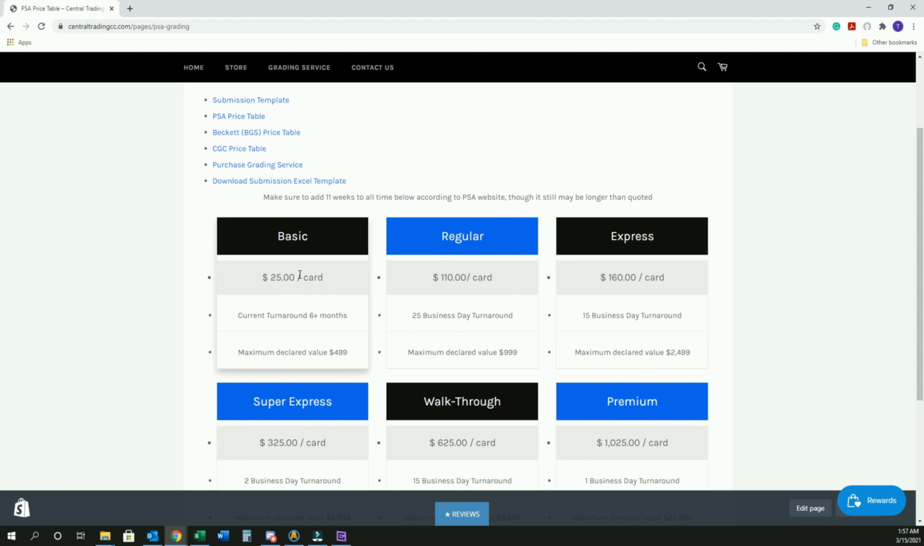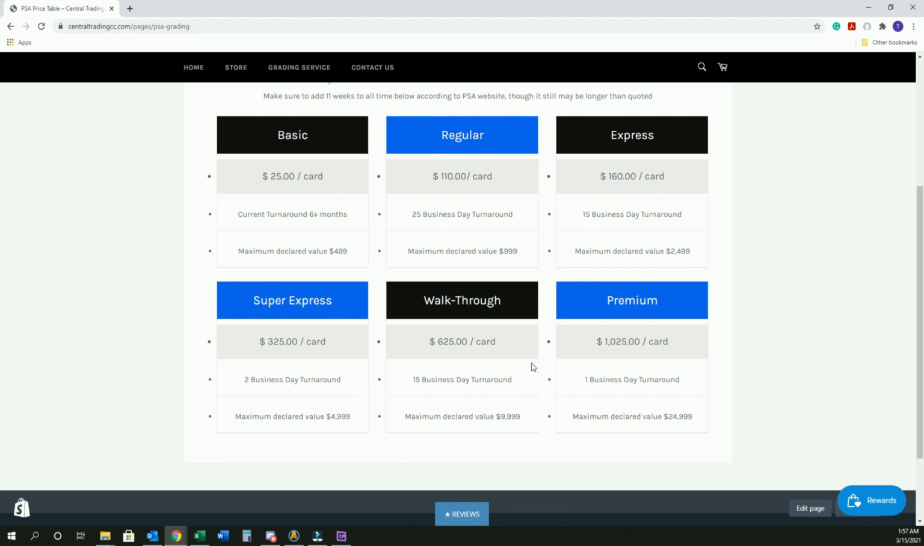So for your basic service, which is your bulk submission, you're looking at $25 a card. We're looking at almost 6+ months now for a turnaround for those cards to come back, and those cards cannot go over $499 in the graded format. Then you have your next regular one, which is $110 a card. Right now we're at about a 25 business day turnaround for that. Those cards can't go over $999.